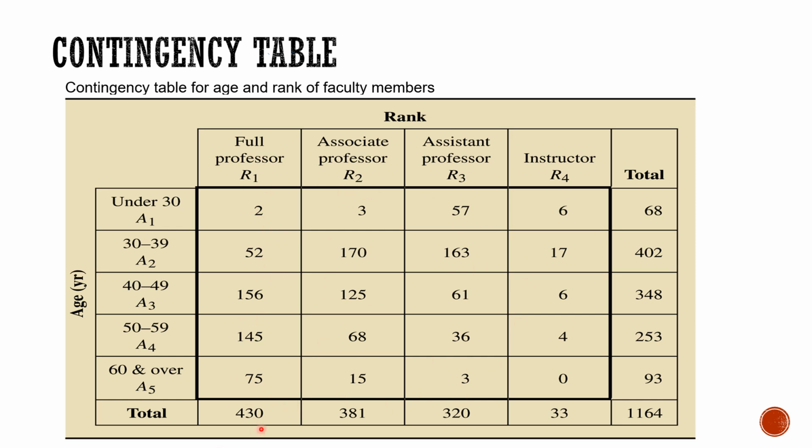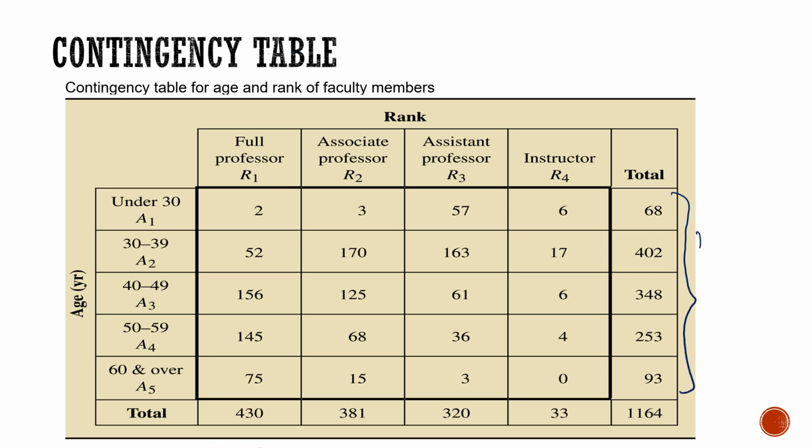So 430 represents all individuals, regardless of their age, who hold a rank of full professor. So there are 430 full professors, doesn't matter what their age is. So these total values, the total columns and the total rows, are marginal. They are not joint. When I say 68, 68 is the total of all those under 30. I don't even mention rank. So those totals are called marginal values.